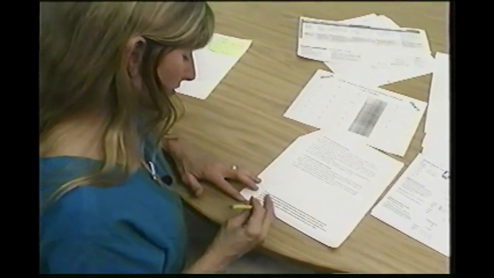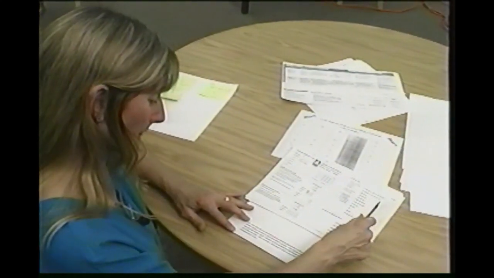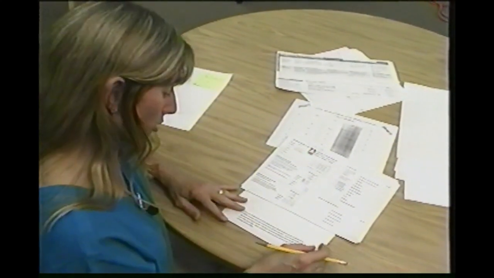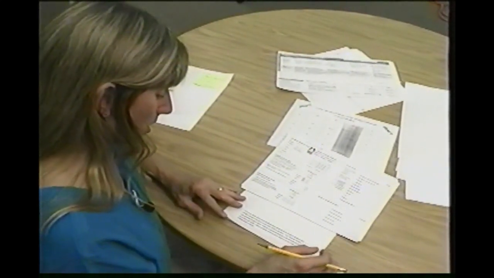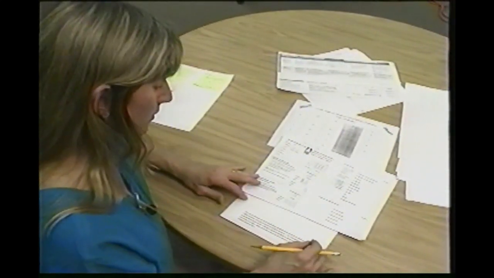And again, as before, for any child who's not progressing satisfactorily toward meeting the core content, be sure to alert the child's parents as soon as possible, and check those boxes in the teacher recommendation area. Let the parents know how they can help, and consider referring the child to your SCOTS team if you have serious concerns about the child meeting those core standards.